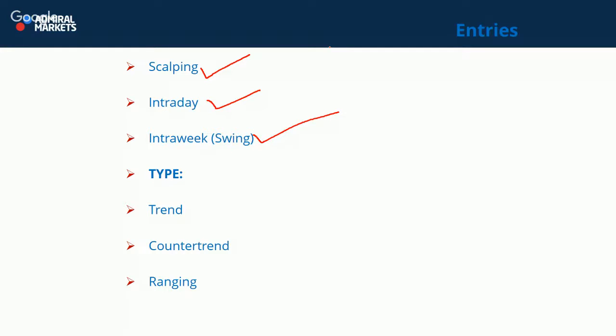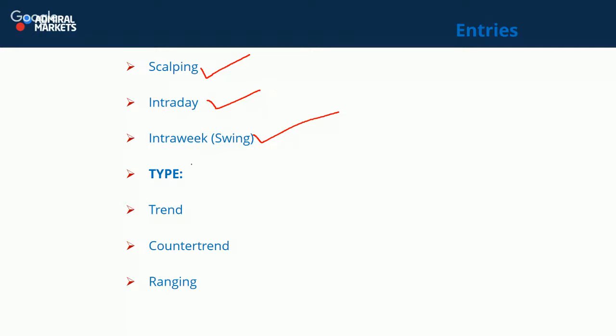So scalp entries are on lower time frames, unless you have your own method of scalping on higher time frames. I don't see the point really in that. And intraday trading is usually 1 hour, 15 minutes. Of course, multiple time frame analysis can also be part of intraday trading, and intra-week is usually 4 hour.